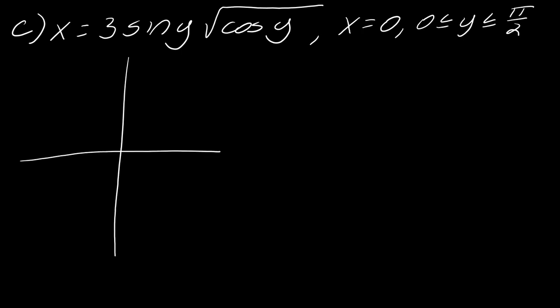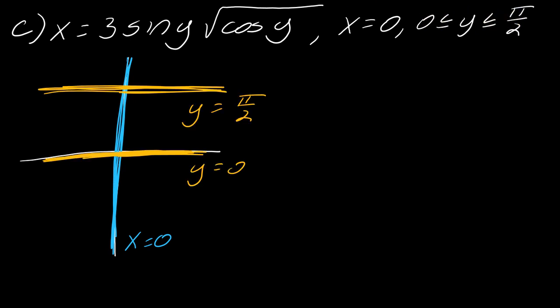So I've got my x and y axes. There's where x equals 0 is. And where does y fall between? 0 and pi over 2. So there's 0, there's pi over 2. So we're talking about this region in here, okay? But also we're talking where x equals 0.